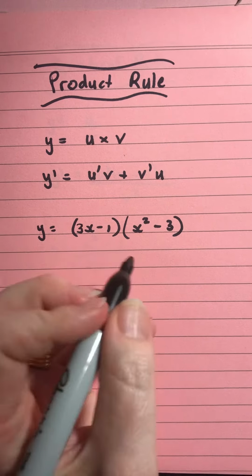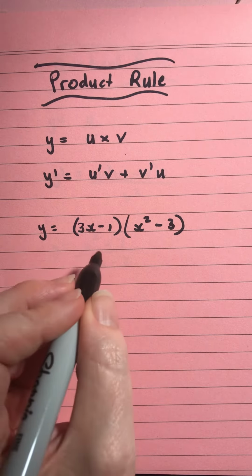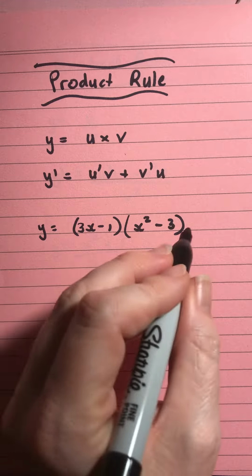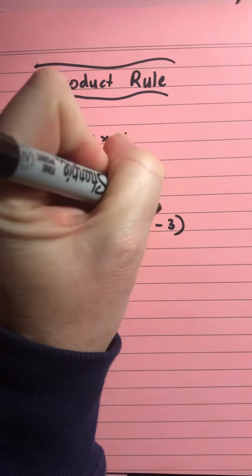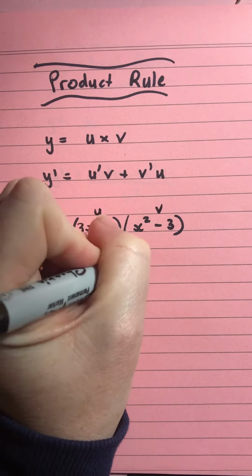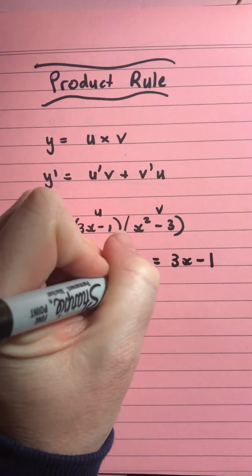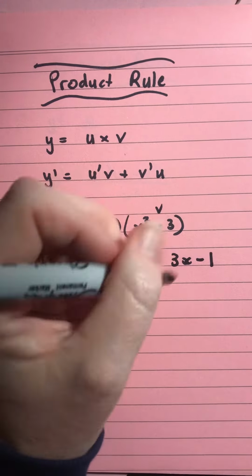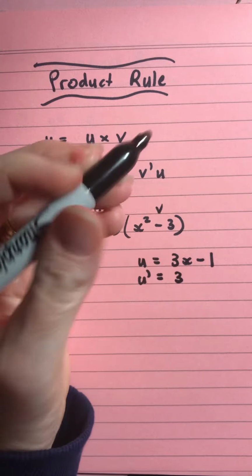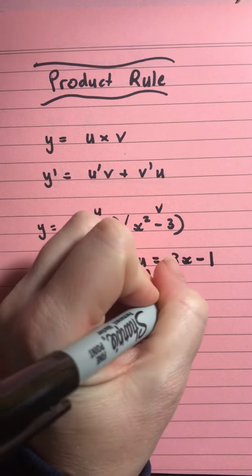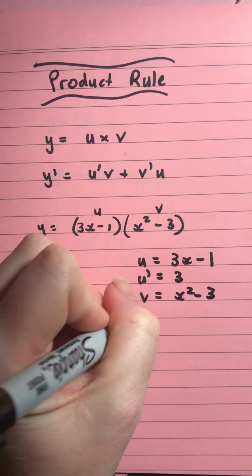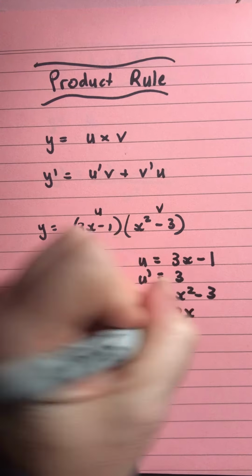So I start with writing. So here's my example, y equals 3x minus 1 and x squared minus 3. So this is my u and this is my v. So over to the side I write u is equal to 3x take 1. And then I write what u dash is equal to. So the derivative of that is going to be 3. Then my v is equal to x squared minus 3. So my v dash is going to be equal to 2x.